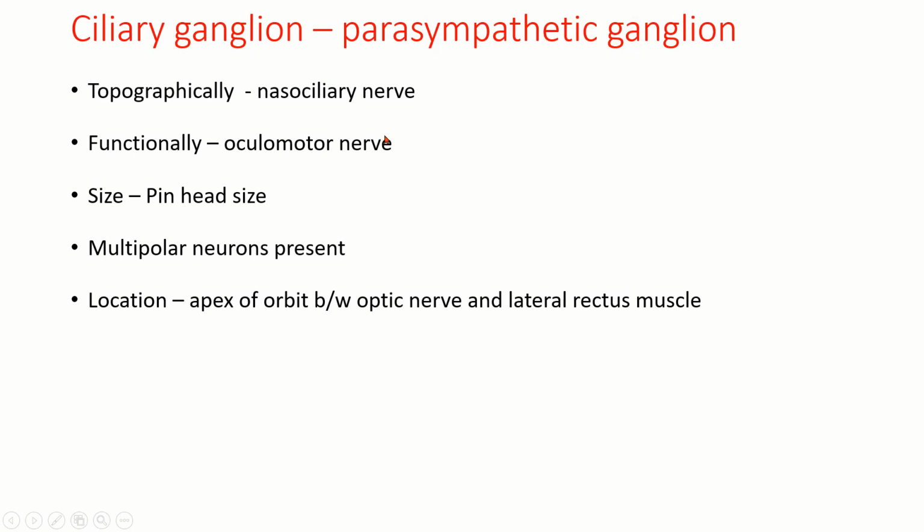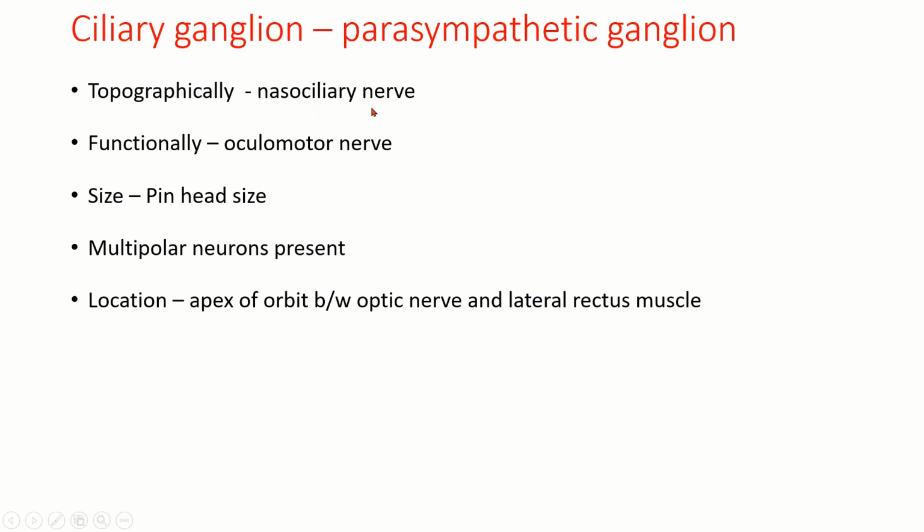Good evening, students. Today we'll be discussing the ciliary ganglion. This is one of the four parasympathetic ganglia. In total, there are four parasympathetic ganglia in the head and neck region, which lie on the course of the trigeminal nerve and its branches.